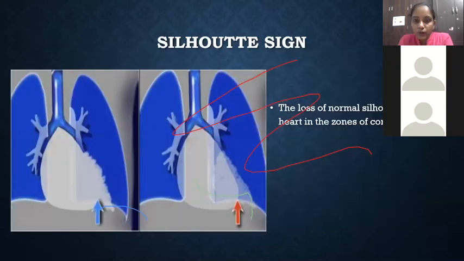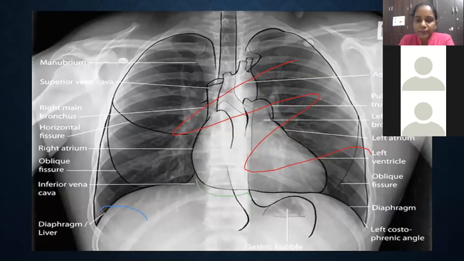So there's something called the silhouette sign. The normal silhouette of the cardiac shadow will be very sharp and crisp. In case there is any consolidation of the nearby zone of the lung, then the lung usually contains air and the cardiac contains fluid. So there will be merging of both the shadows. The densities of both the things will merge and we will have a loss of silhouette. And this can be appreciated in the X-rays in consolidation or collapse when there is merging of both the densities.